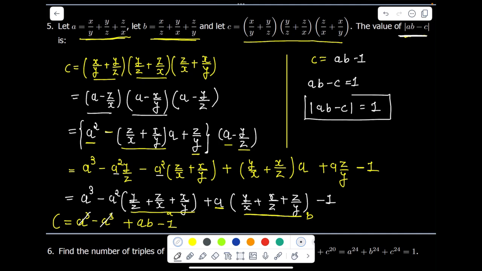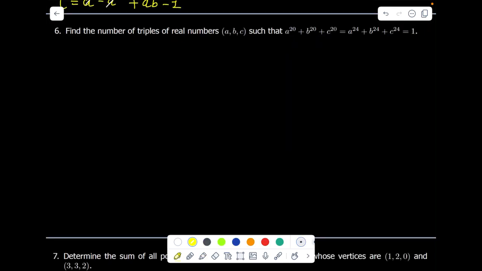So answer is 1. So calculation part is more, otherwise question is not that tough. Let's do next question. Here is question number 6.